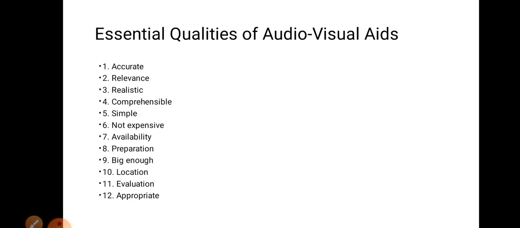So we have the essential qualities of audiovisual aids. It should be accurate, relevant, realistic, comprehensible, simple, not expensive, available, preparation, big enough, location, evaluation, and appropriate. So checklist niyo yan.